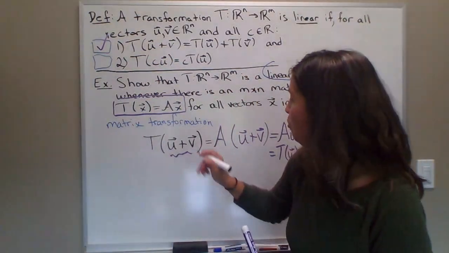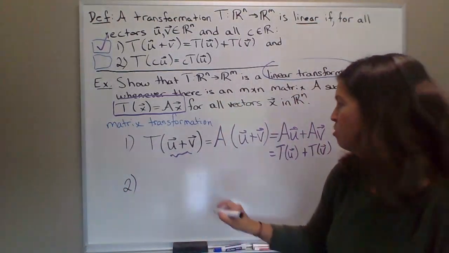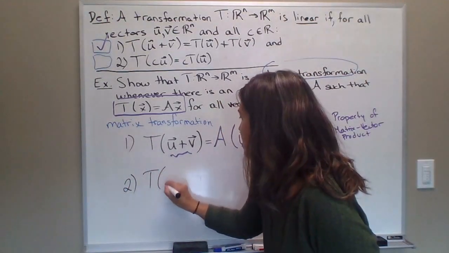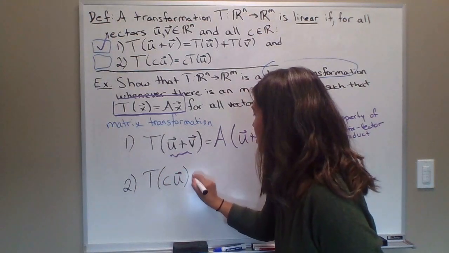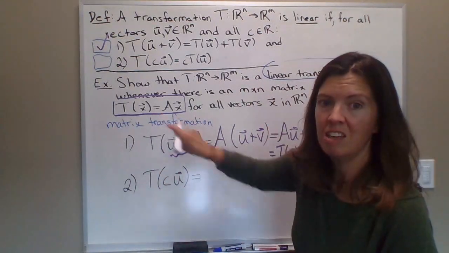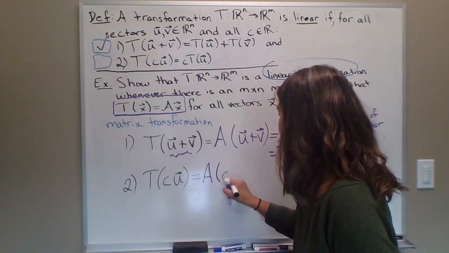Now I want to go for the second one. So here we showed property number 1. Now we'll go for property number 2. T of some scalar c times u. So again, according to this definition, that's equal to A times cu.